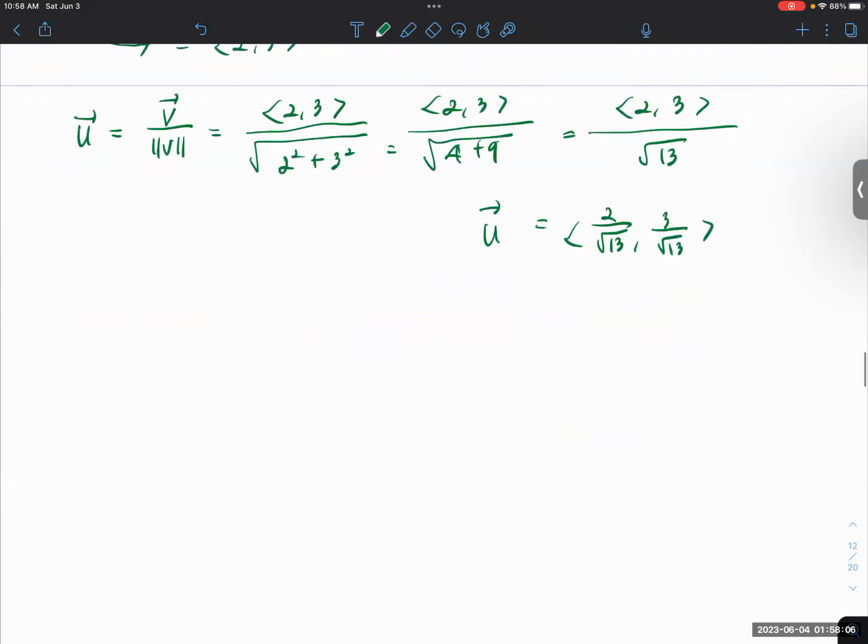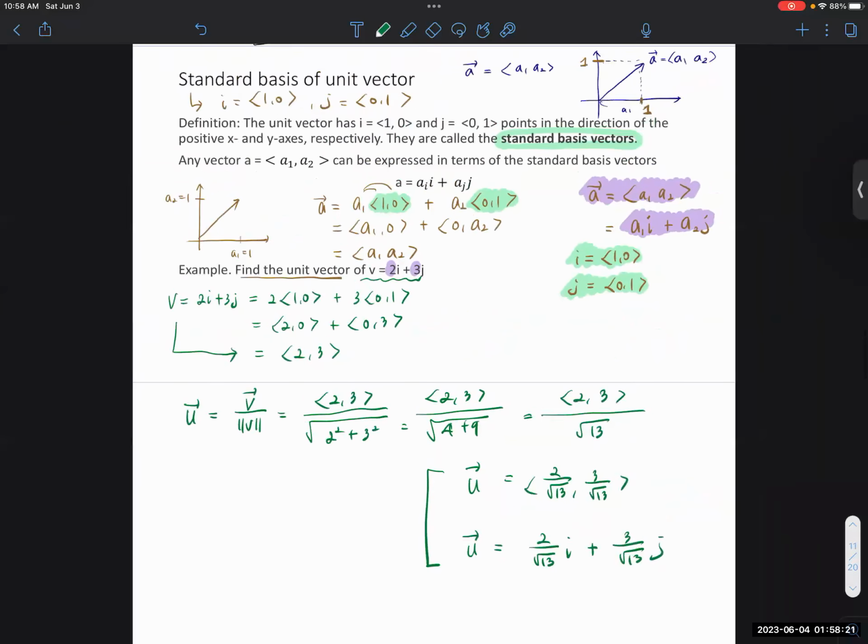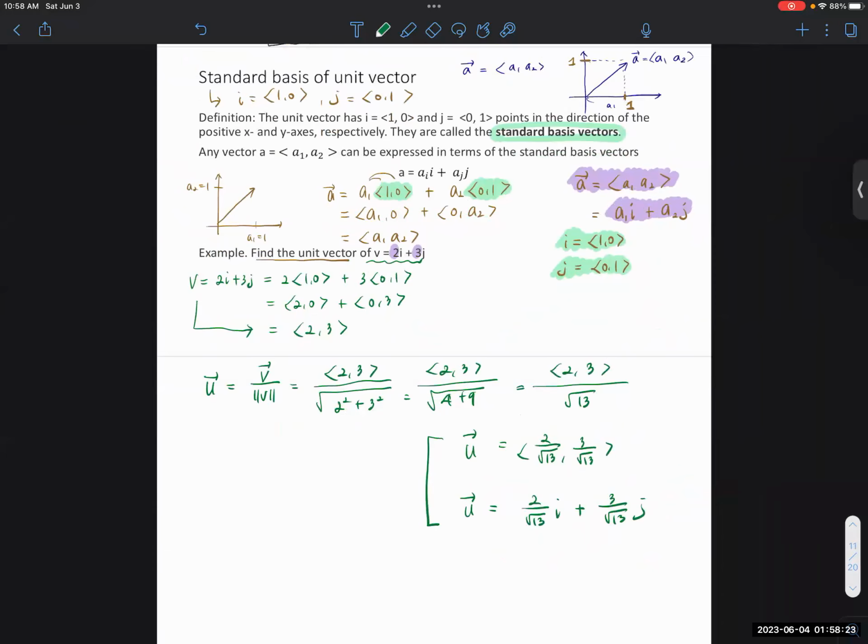Also, you can rewrite the U vector how? Same as 2 over radical 13 i plus 3 over radical 13 j. They're the same answer. Does it make sense? So you can think about standard basis vectors and how they apply in many different vector systems. Okay, so far so good.